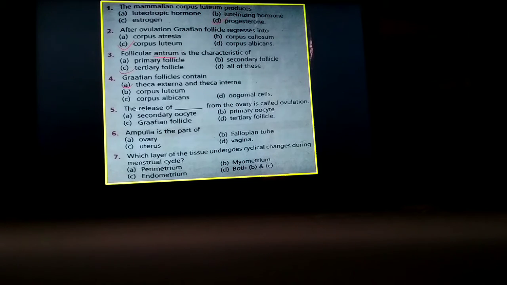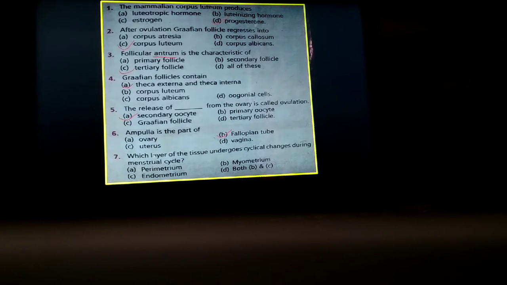Question number 5, the release of ovum from the ovary is called ovulation. So the right answer is secondary oocyte, that is option A. Question number 6, ampulla is a part of the fallopian tube. Option B is the correct option.